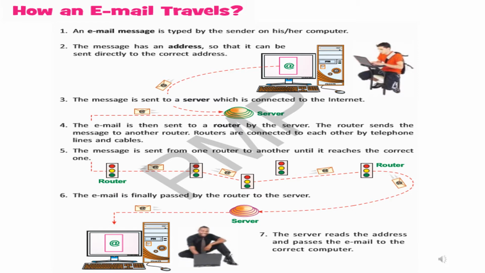Routers are connected to each other by telephone lines or by cables. Then your message is sent from one router to another until it reaches the correct one. Then the email is finally passed from the router to the server, and the server reads the address and passes that email to the correct computer. Sometimes routers are busy, then your mail will go through another router. But the main target is to send the mail to the right person.